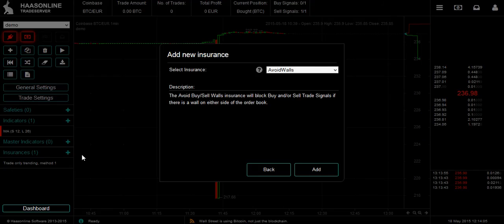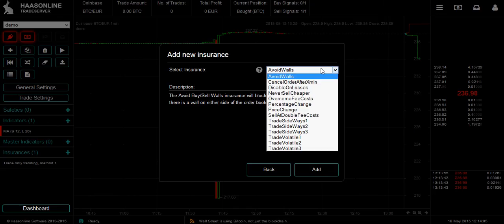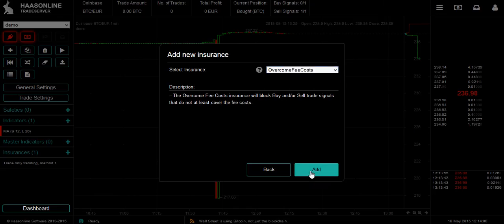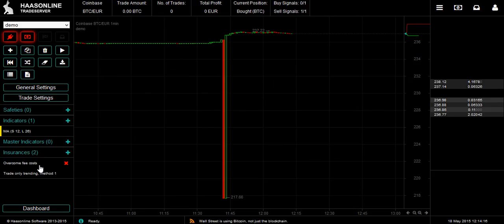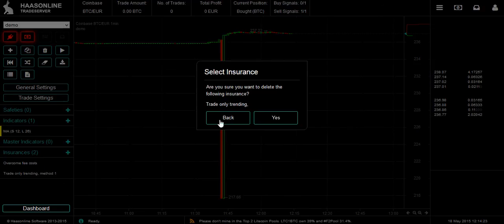You could also say, okay, I want to add one called overcome fee costs. So that's going to make sure that the price has changed at least enough to where you overcome the fee cost. So those are examples of insurances.